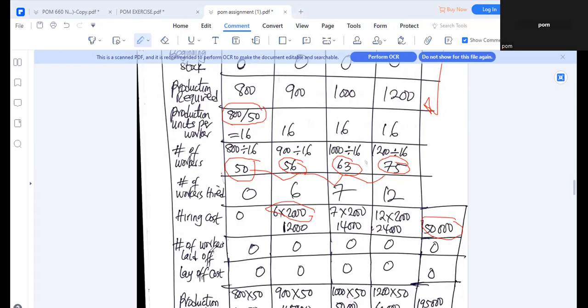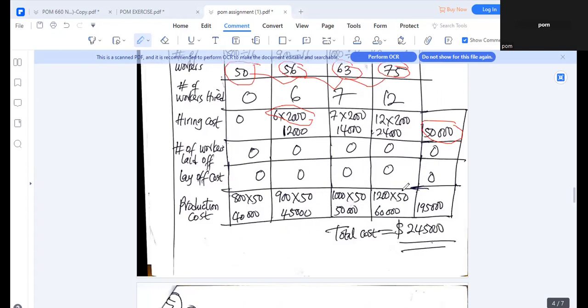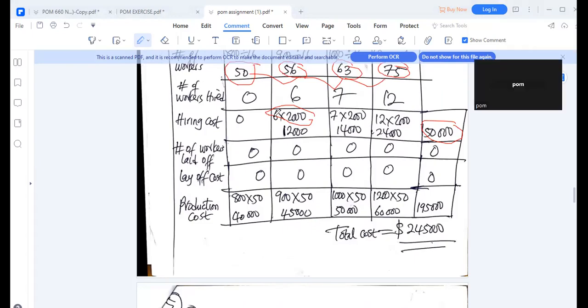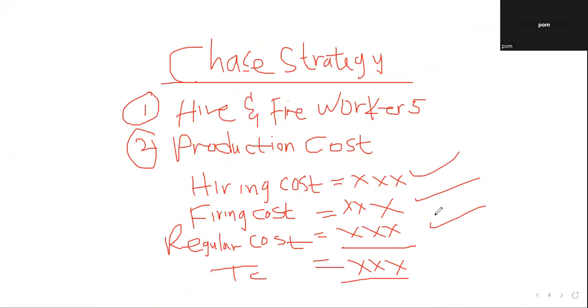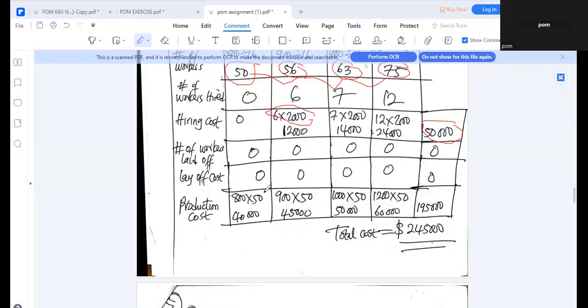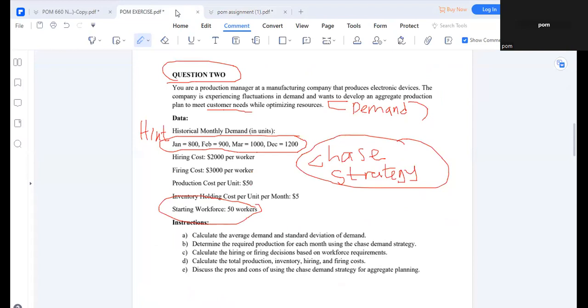We didn't lay off any worker, so the layoff was 0. And then the production cost, among the costs I mentioned for the chase strategy, we have only hiring, firing, and regular, meaning we did not lay off any worker here. And then regular production was you produce as per demand, and to produce a unit, we needed how much?